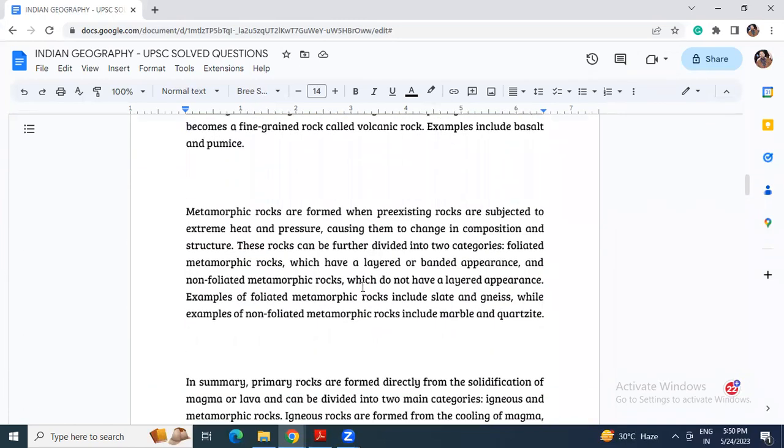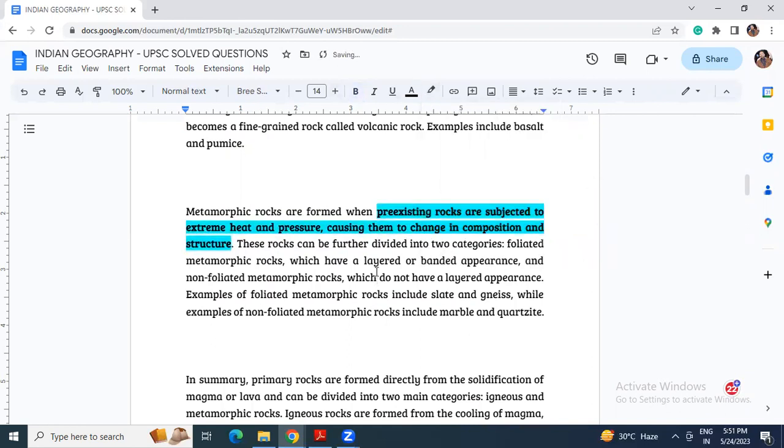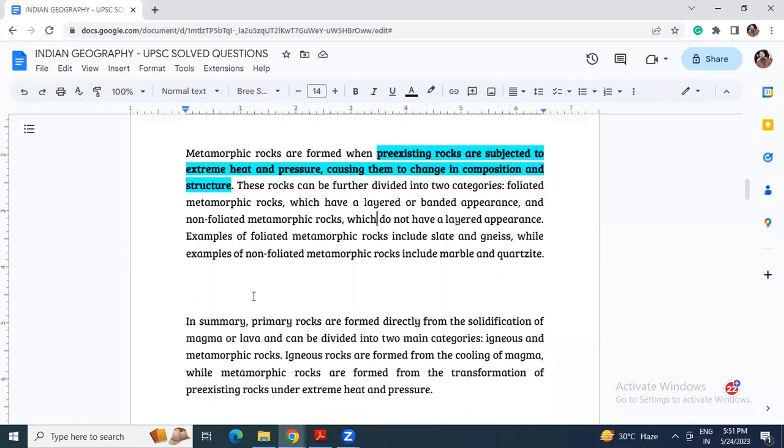Now this metamorphic rock, they are formed when pre-existing rocks are subjected to extreme heat and pressure, causing them to change in composition and structure. These rocks can further be divided into two categories, either foliated metamorphic, which have a layered or banded appearance, and non-foliated metamorphic, which do not have a layered appearance.